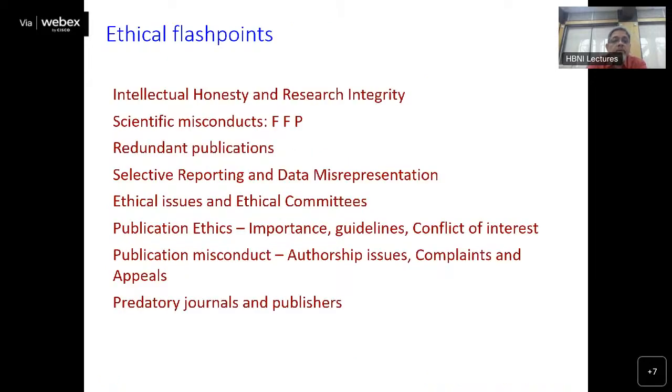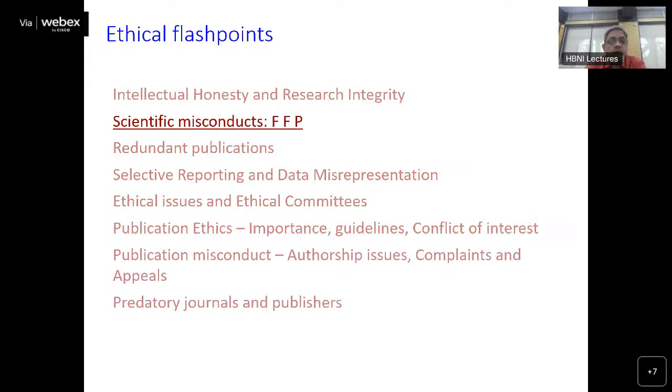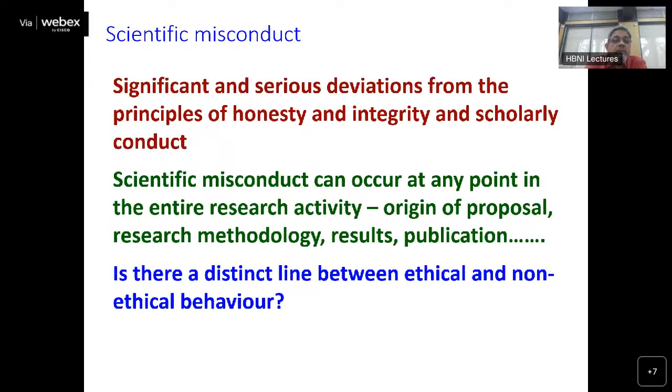Okay, so we move ahead to the next part of the ethical flashpoints which I had described. We have now finished the first part, intellectual honesty and research integrity. Today we will deal with scientific misconduct, which are fabrication, falsification, and plagiarism of data.